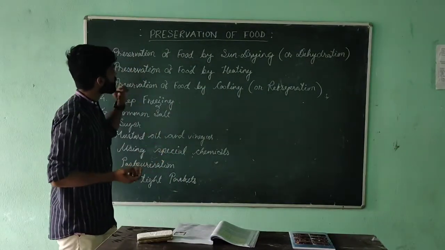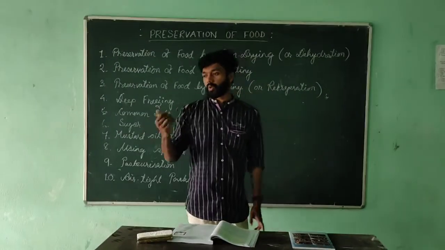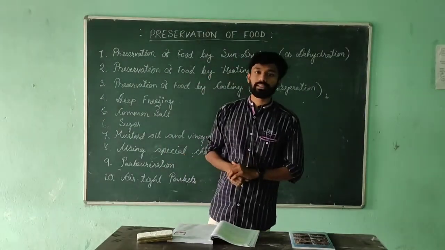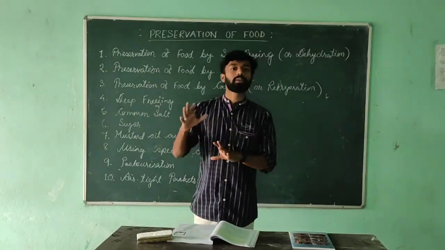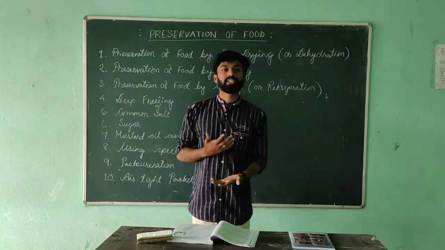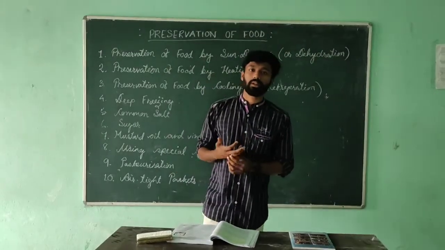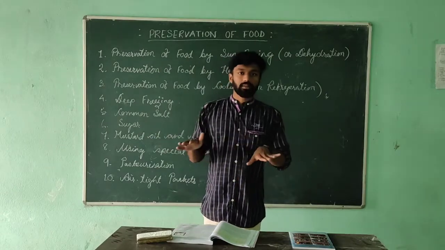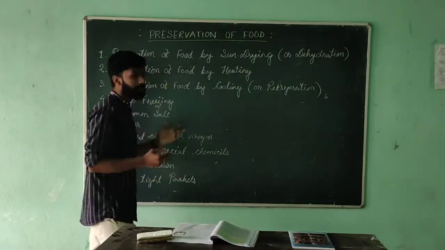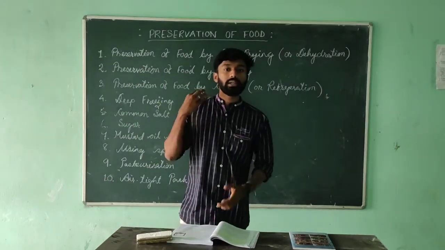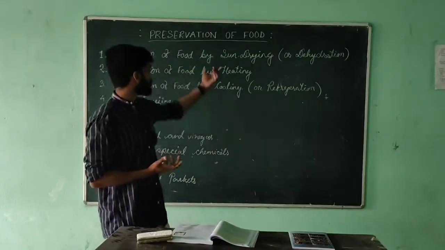The first one is preservation of food by sun drying or dehydration. All food contains water. So if you remove the water from that food, we can preserve it to some extent. For example, sun drying spinach and leaf types. If you keep them in the sun, they will dry and you can preserve them like that. Bacteria usually grow in the presence of moisture. If there is no moisture, the bacteria cannot grow. That's the main reason behind this one.